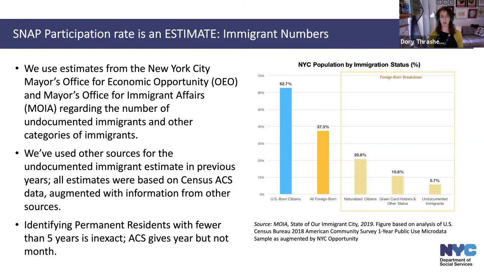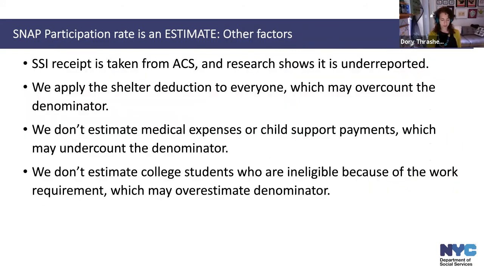But no matter where we pull that data from, they're all based on ACS data at root, sometimes augmented with information from other sources. And then also when we identify permanent residents with fewer than 5 years, that's quite inexact. The ACS gives the year of entry into the US, but it doesn't give the month, so we're not sure. And we also don't know how people actually answer that question. We need to know for SNAP that people have been legal permanent residents for 5 years, not that they've just been in the US for 5 years. So that is a sort of imprecise way of measuring that.